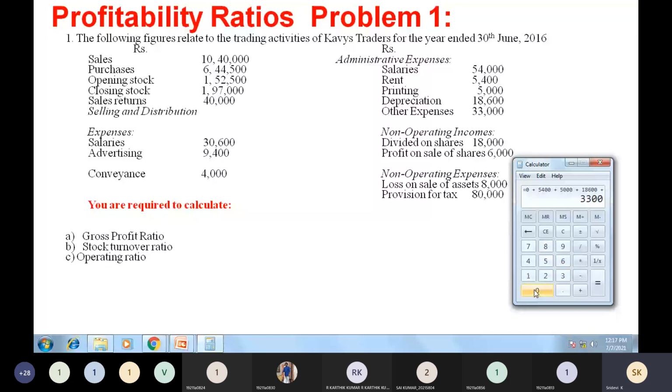Administrative expenses are 1,16,000, and selling and distribution expenses are 30,600 plus 9,400 advertising plus conveyance 4,000. So that is 44,000. These things you have to sum up.